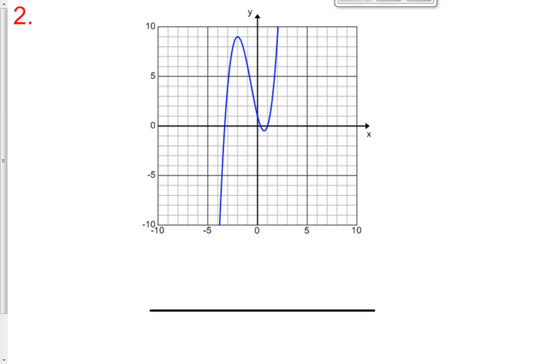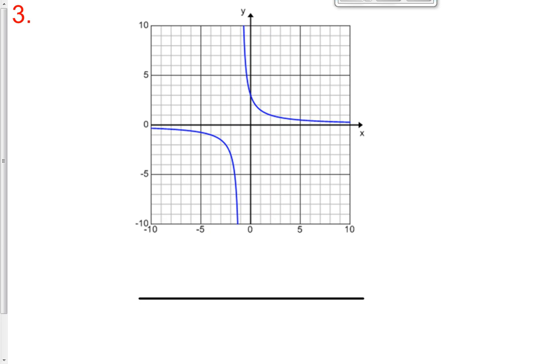Let's look at problem number 2. The end behavior ends in opposite directions, and there's a relative maximum and there's a relative minimum. This is your cubic function. Your cubic function has 3 zeros, and as you can see, it crosses 1, 2, 3 times. So cube means 3, so when it has 3 zeros, that's a cubic function. There's the answer for problem number 2.